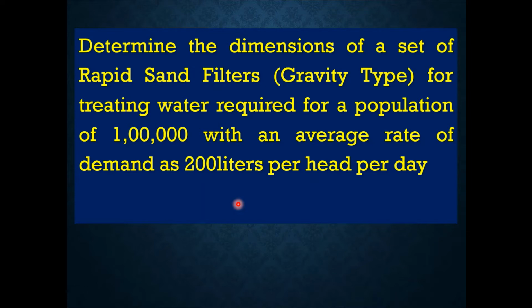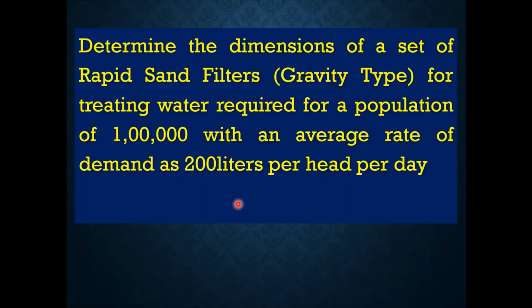Here, talking about this example, we have to design the rapid sand filter of gravity type for treating water required for a population. The population is given with an average rate of demand as 200 liters per head per day. Population is 1 lakh, average demand of water is 200 liters per day. Same steps we are going to follow. We will see how to solve the example.